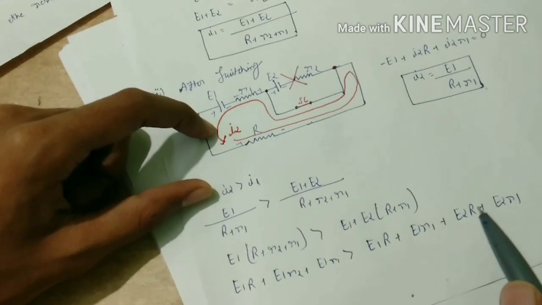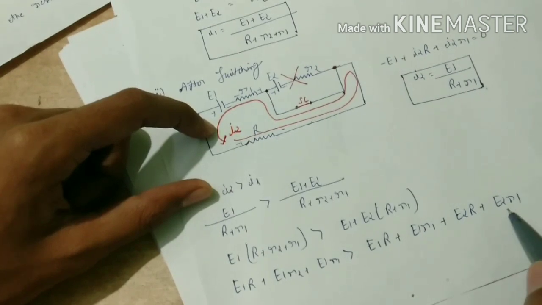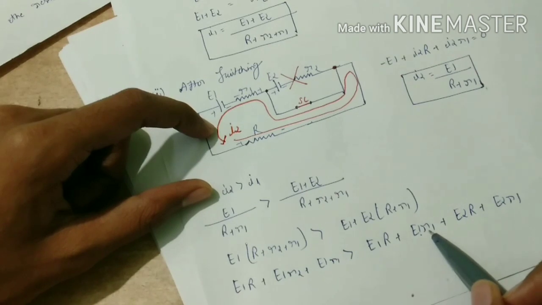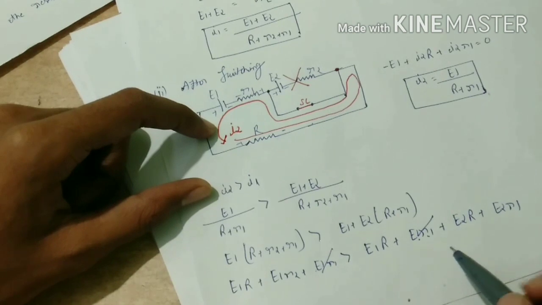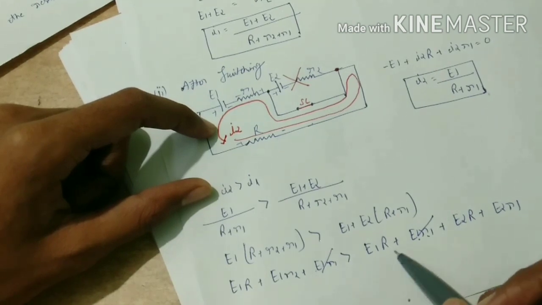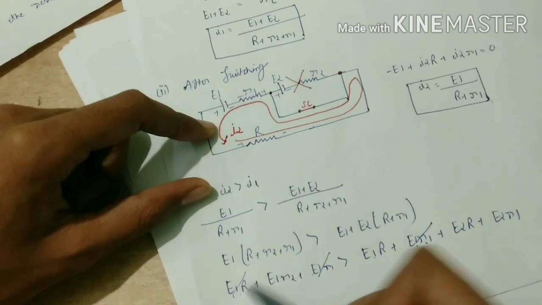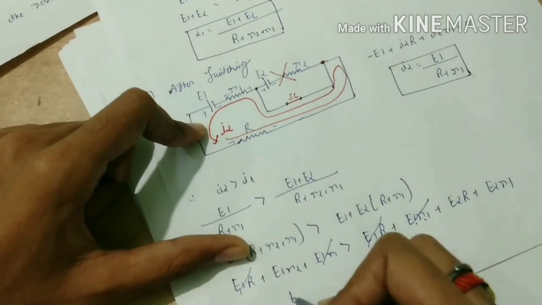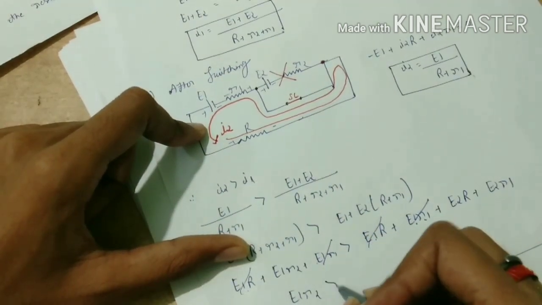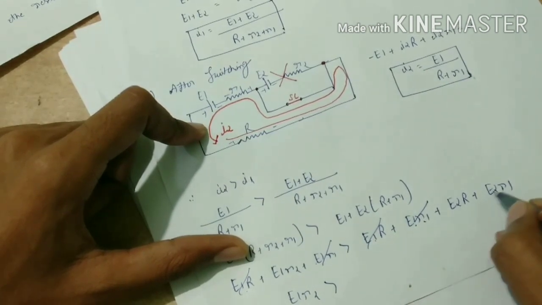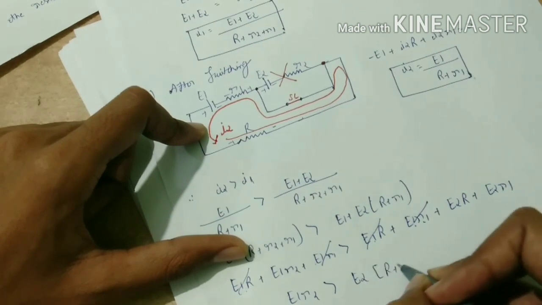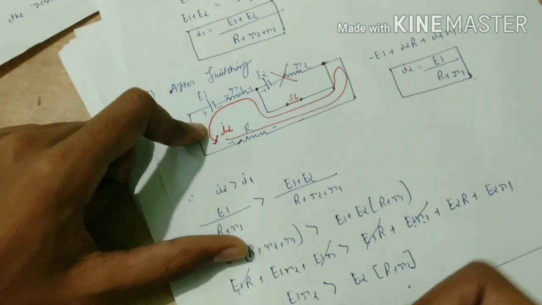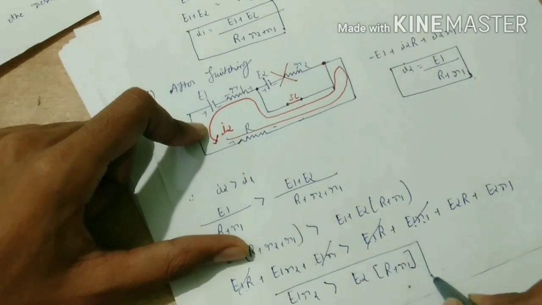So this E1 R1 and this E1 R1 are the same, cancel out, and E1 R and E1 R are the same, cancel out. So we get E1 R2 is greater than, taking E2 common from here, E2 times R plus R1. So we get the condition here.